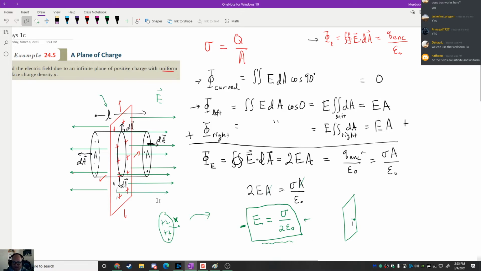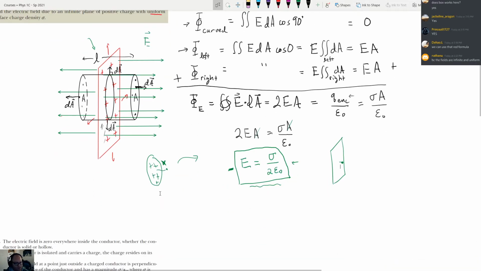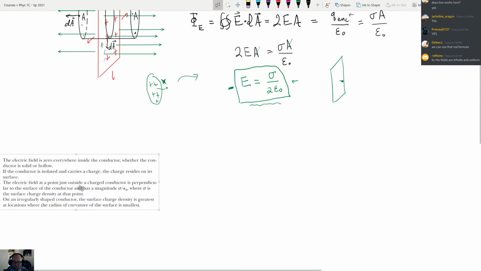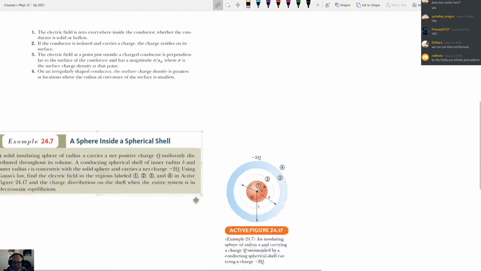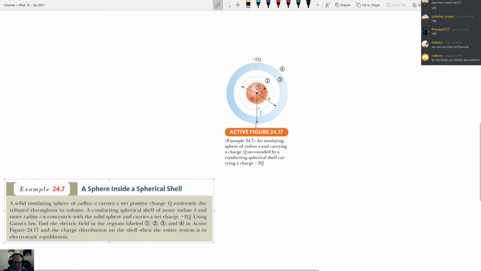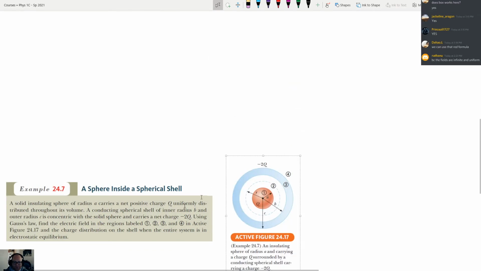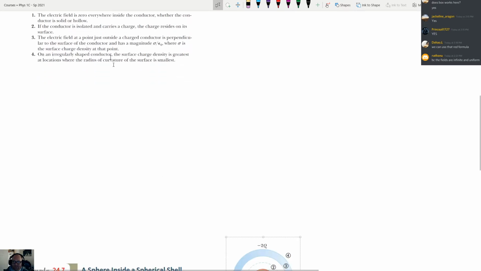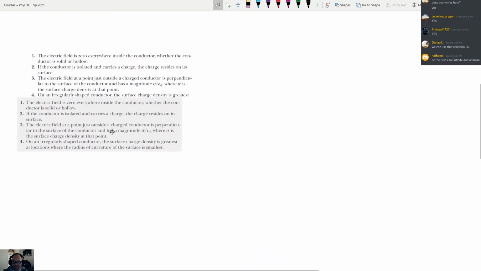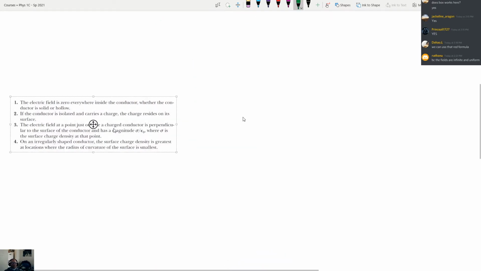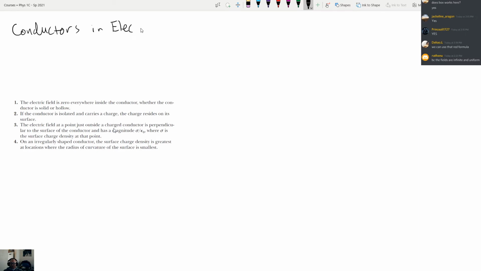talk about conductors in equilibrium. So let's do that. So we're going to do this problem here. I don't know if you started doing the homework yet. If you have, you've probably seen a figure that looks something like this. Okay, so the next thing we want to talk about are conductors in electrostatic equilibrium.